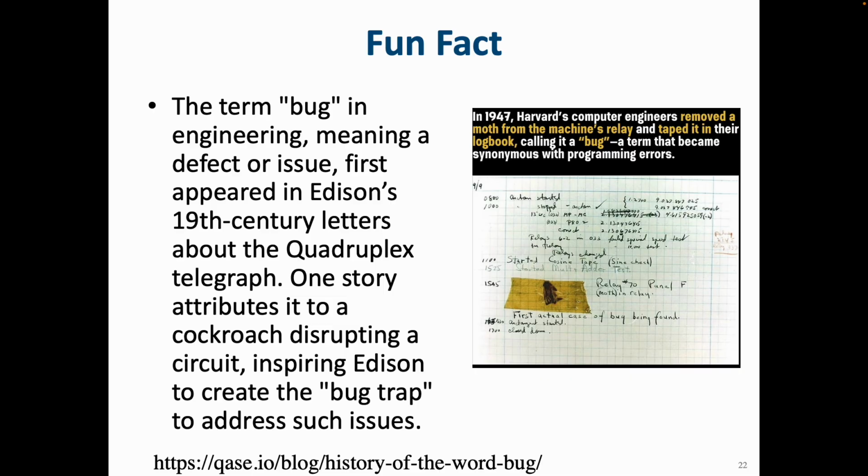There's a history behind that. The very first one is coming from Thomas Edison. In the 19th century, he finds a cockroach in his quadruplex telegraph, which is causing a problem in the circuits. So actually, he developed a bug trap to address that issue. This is the first bug causing a problem, but not in computers.